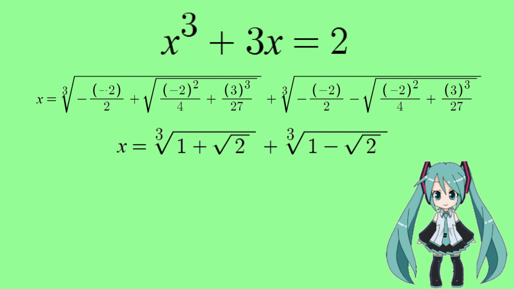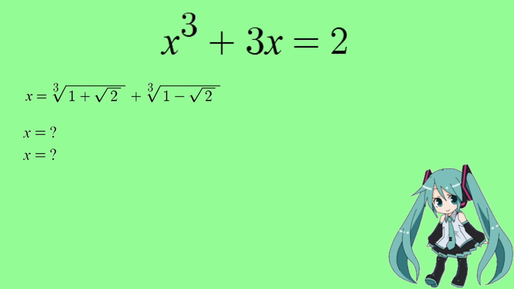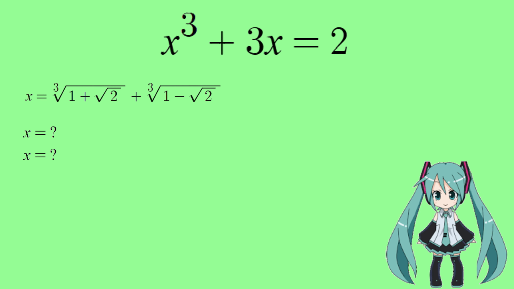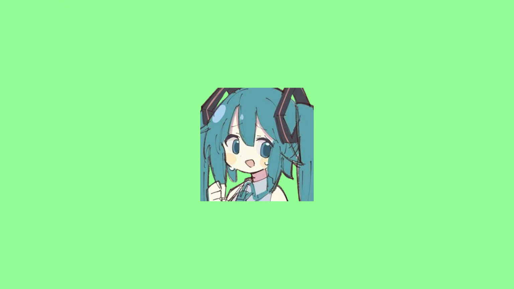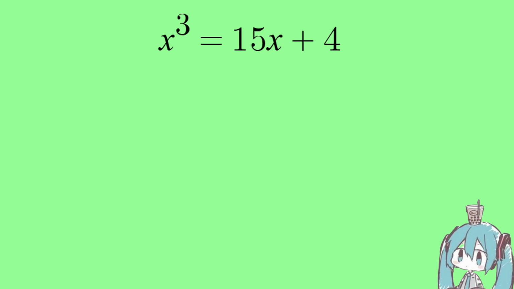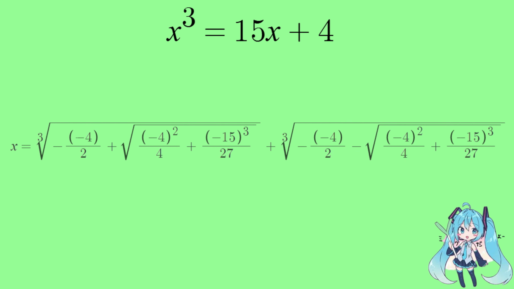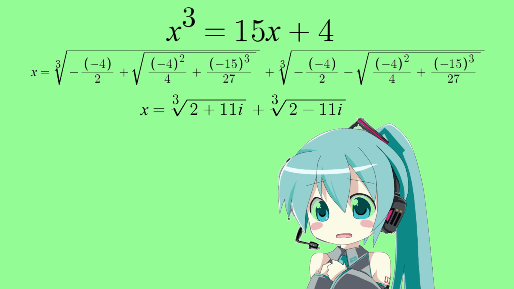We see that we have only one real root. However, what about the other two solutions? Well, I'll leave that for you to figure out. So we see that the cubic formula works. Now let's go ahead and look at a cubic with three real roots. x cubed is equal to 15x plus 4. If we plug this into the cubic formula, we get that x is equal to the cube root of 2 plus 11i, plus the cube root of 2 minus 11i. Uh-oh, we have a complex number inside the cube root. This is the problem that Cardano faced when solving cubics using the formula.